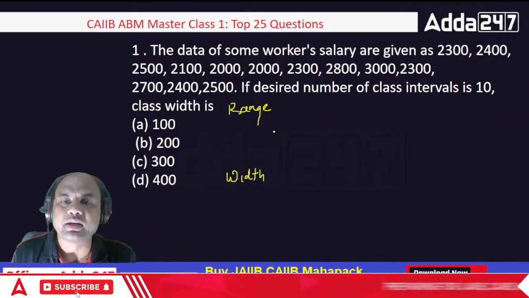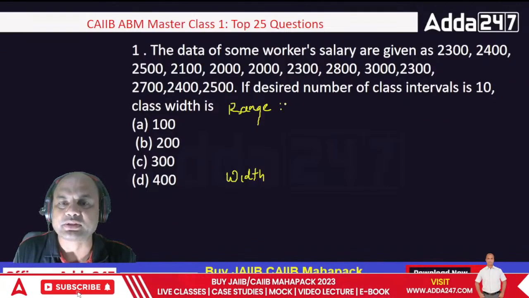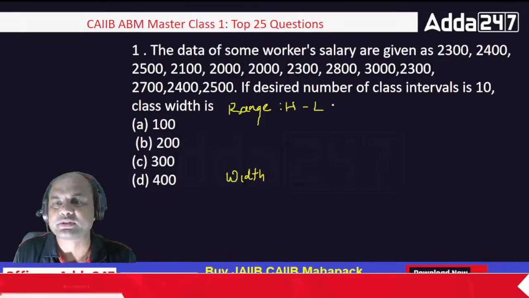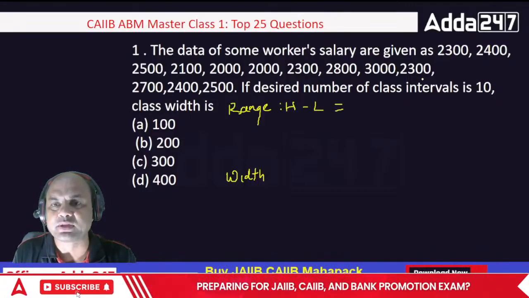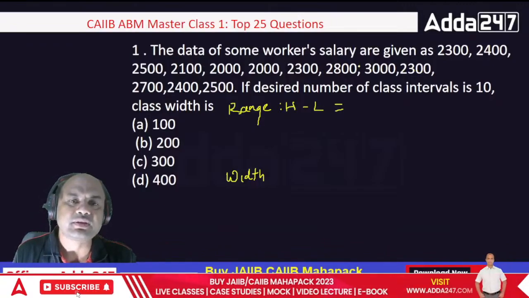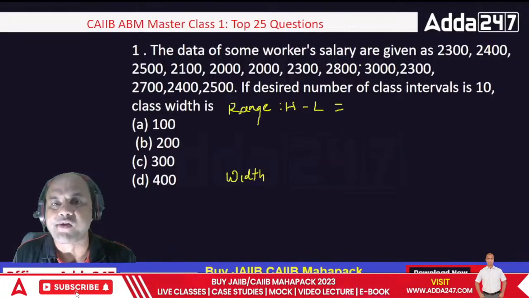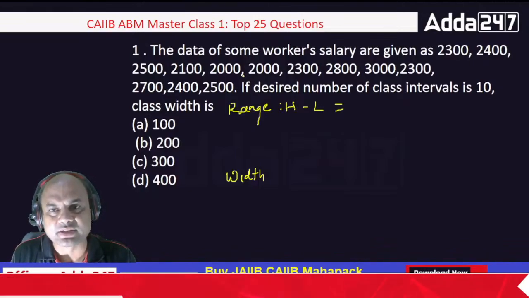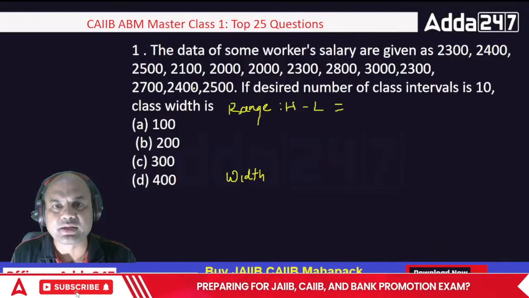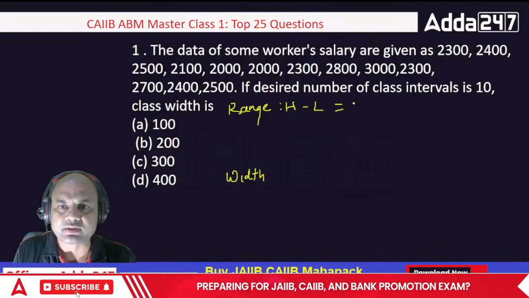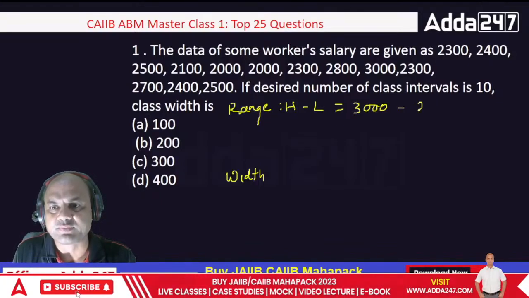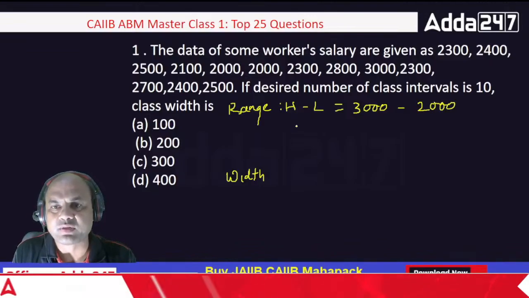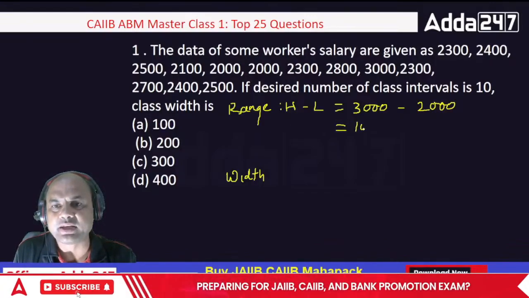Range means highest minus lowest. So what is the highest number over here? If you check out all these numbers, what will you see? The highest number over here is, anyone in the comment section? Highest number is, correct, 3000, minus lowest number. What is lowest? 2000. So my range becomes 1000.